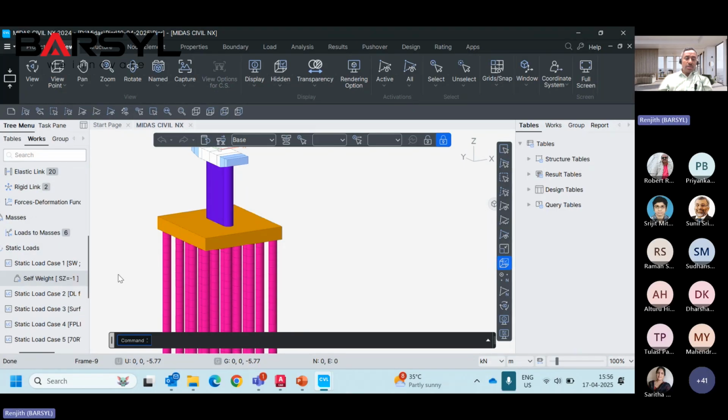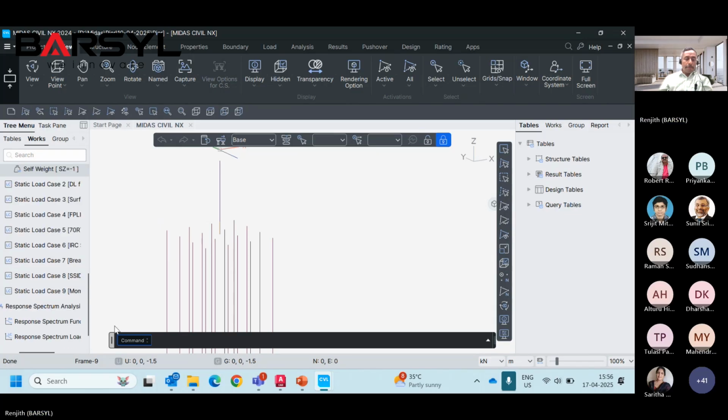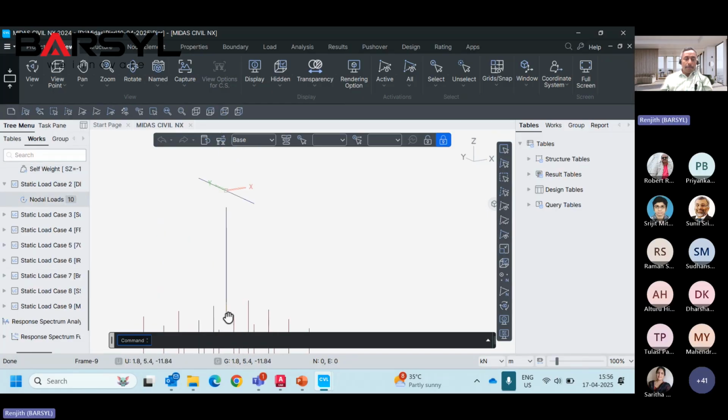Static load, self weight: we can give the self weight, then nodal loads.